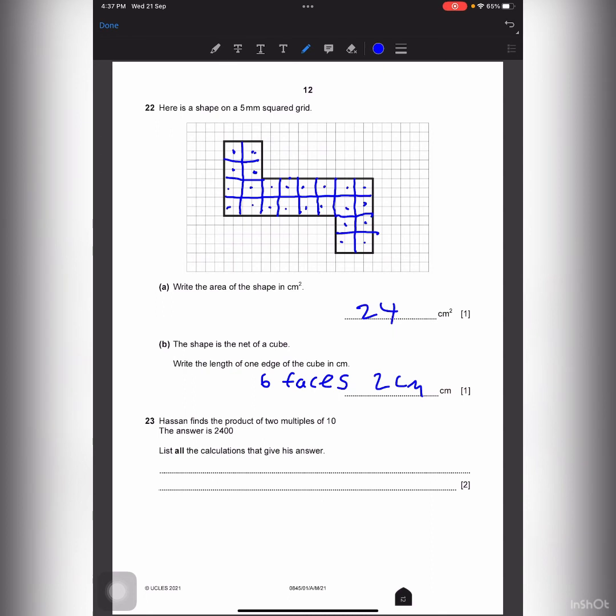Hasan finds the product of 2 multiples of 10. The answer is 2,400. List all the calculations that give his answer. Well, if we do, so this is like a simpler way to do this. So 1 times 24 is 24, right?